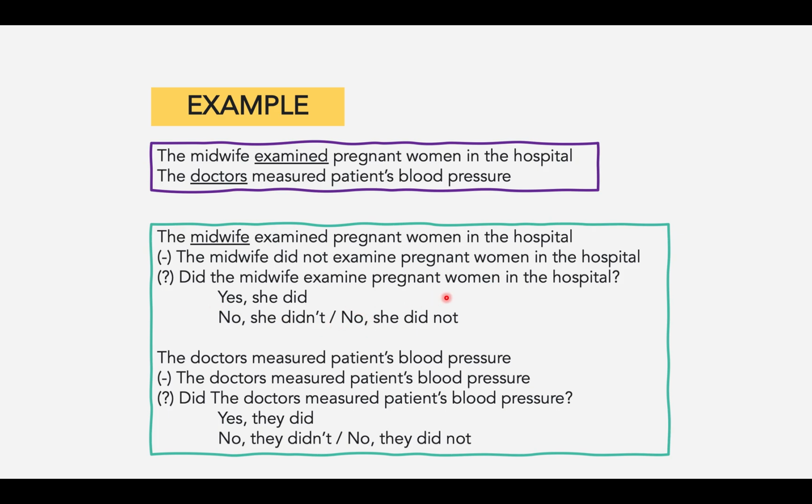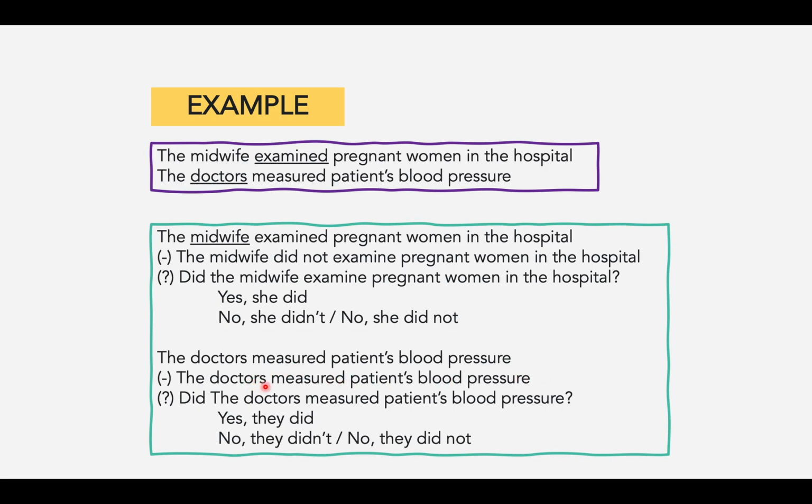And again, this is a yes no question, so you can answer yes she did, or no she didn't, or you can write no she did not. What about another sample here? Another sample here, when the subject is more than 1 and it doesn't change anything regarding the verb agreement. So you can see here, the doctors measured patient blood pressure. What is the negative? Sorry. It should be the doctors didn't measure patient blood pressure.